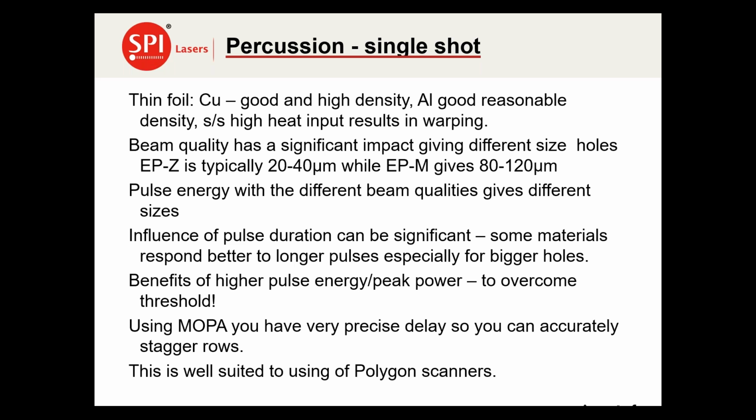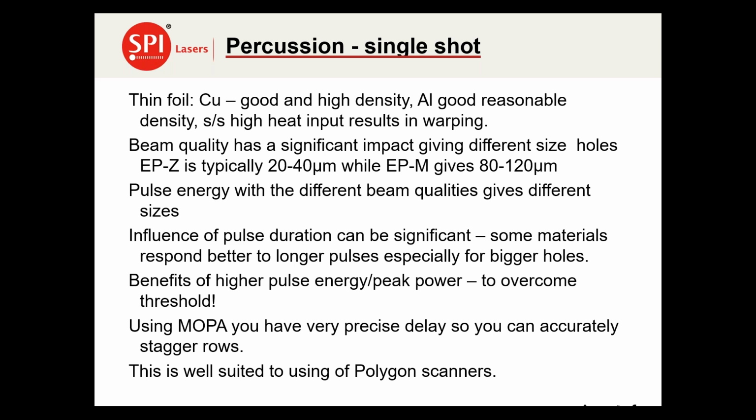Pulse energies with the different beam qualities give different sizes. And also one of the things that we found is that the pulse duration can be quite significant. Some materials respond better to longer pulses, particularly for the bigger holes. So rather than going for 200 nanoseconds, you'd want to stretch the energy onto 500 and even possibly 1 microsecond to get a more consistent, better removal of the material.